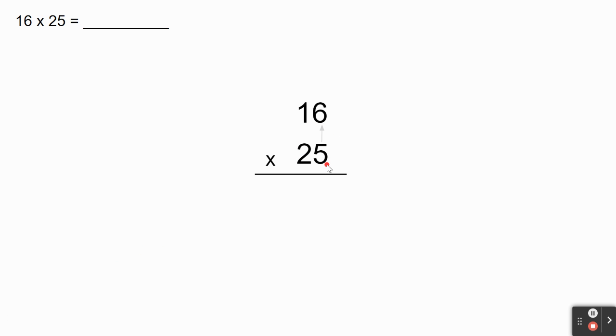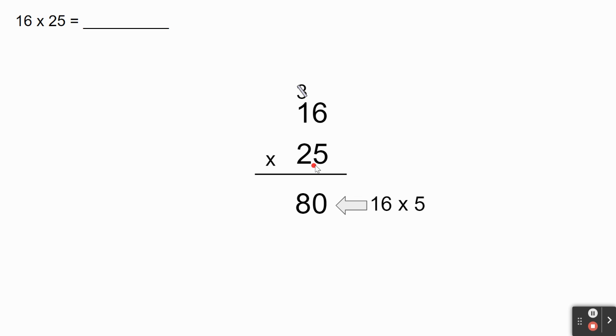Let's start by multiplying 5 times 6, so we're multiplying the ones places first. 5 times 6 is 30, so we'll place a 0 in the ones place, regroup the 3 to the tens place. Now we're going to multiply the 5 by the tens place. So we're going to multiply 5 times 1, which is 5, plus the 3 we regrouped, which is 8. So 16 times 5 is 80.